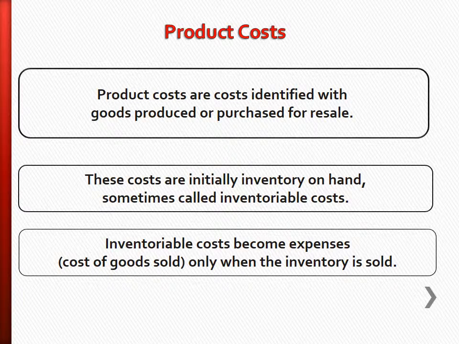Inventoriable costs become expenses. They're recognized as cost of goods sold, but they become expenses only when the inventory is sold. So product costs are the costs associated with either producing or acquiring a product. It goes in inventory. We do not recognize it as an expense until it's sold. It could be a month later, it might be 6 months later before it's sold and recognized as an expense.